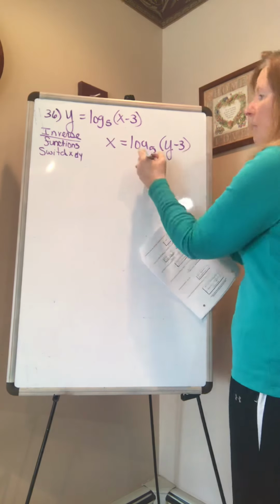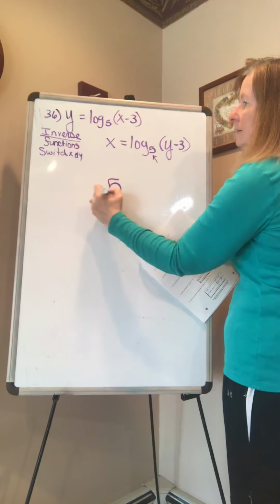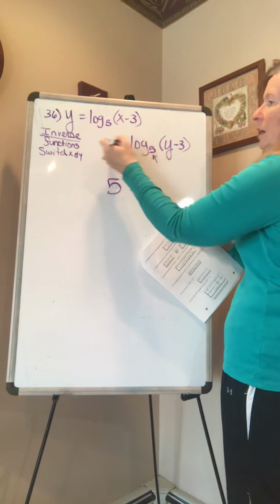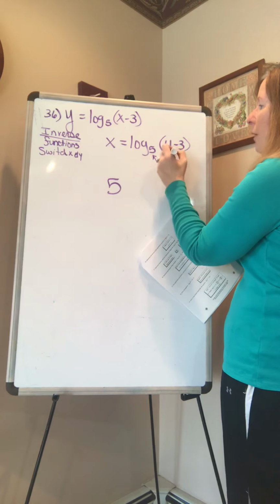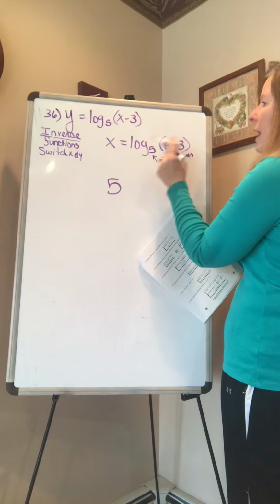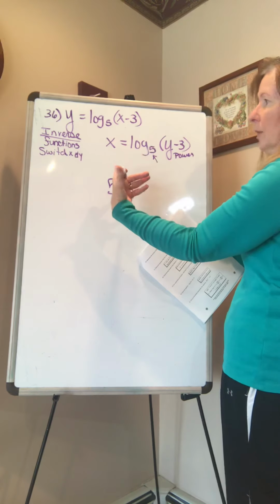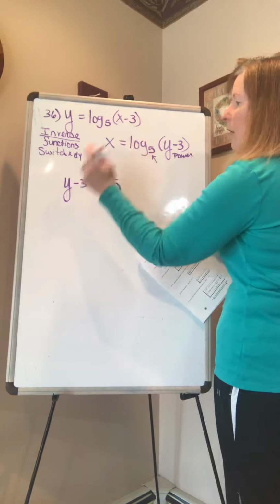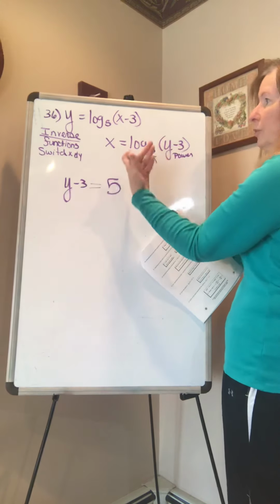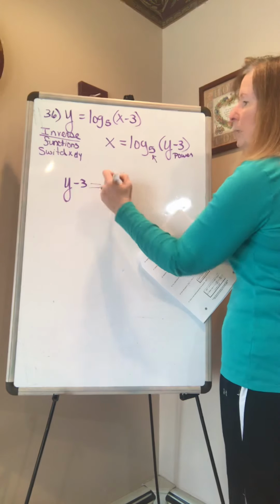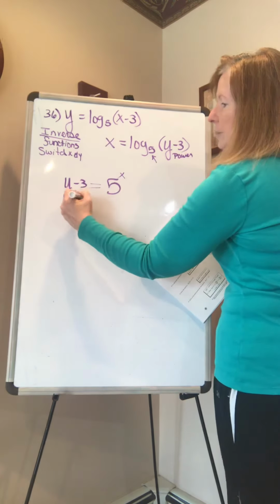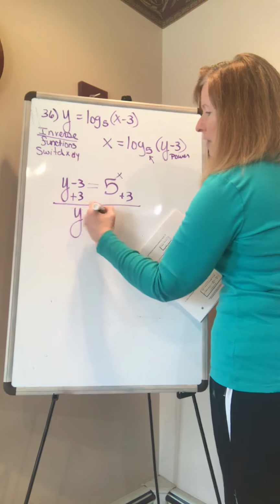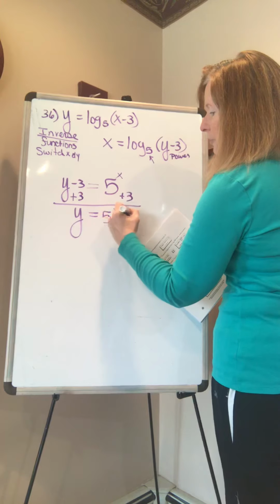All right, well, here's my base. Here's my base. And here's my exponent. X is the exponent because log means exponent. And here's my power. And I'm going to switch the exponent and the power. And so then this would give me y minus 3 now on this side from lesson 1. And x is the exponent. So then if I add 3 to both sides, here is the inverse, 5 to the x plus 3.